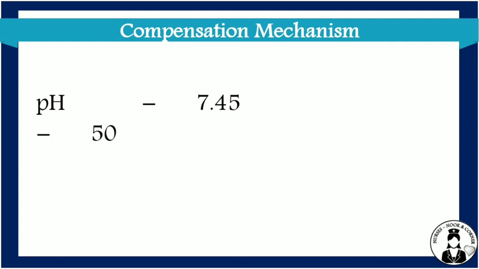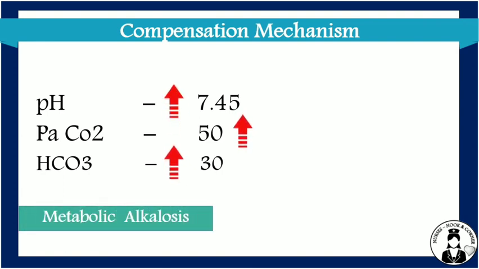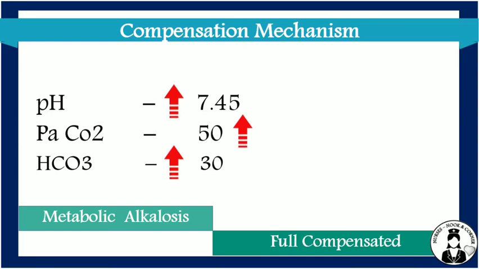Here pH is 7.45, PaCO2 is 50 and HCO3 is 30. The same mechanism, but here the pH has been attained to 7.45 because the carbon dioxide is compensating the excess bicarbonate. Hence it has achieved near to the alkaline side, so 7.45. So it is metabolic alkalosis with full compensation.